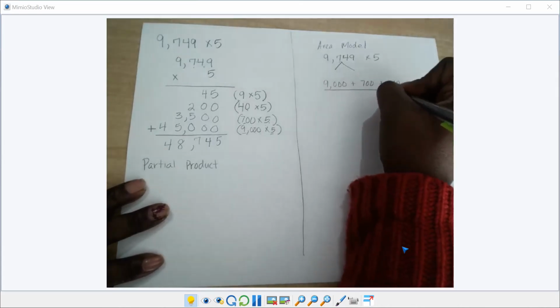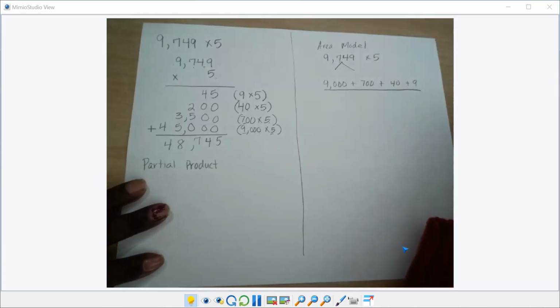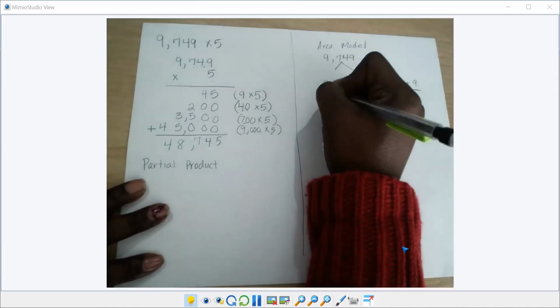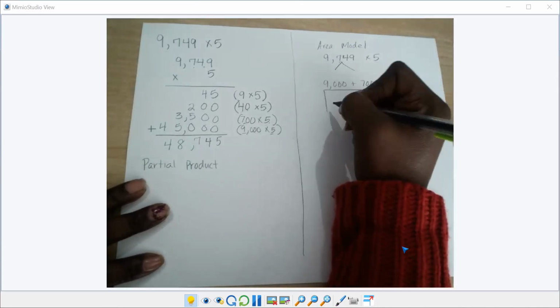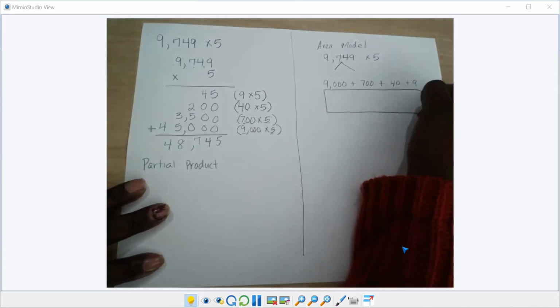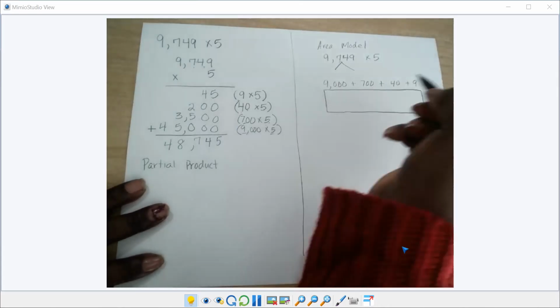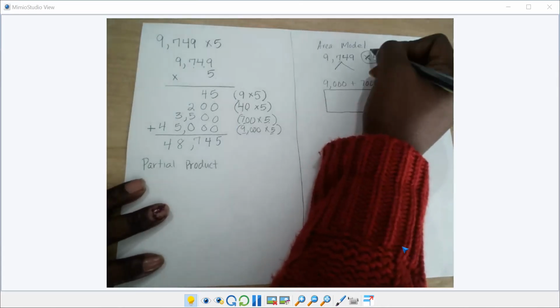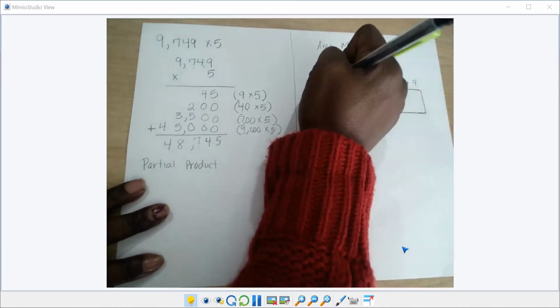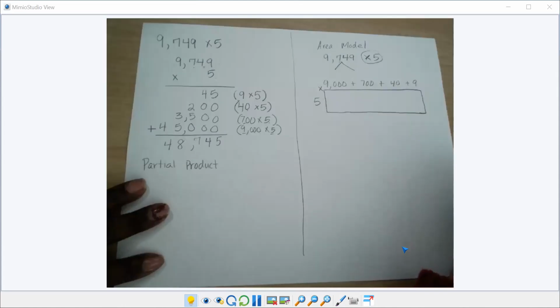And this is the quickest and easiest way to show them how to draw the rectangle, because you draw your rectangle under that after you have expanded it. Make your rectangle big enough so that you can write inside of it. On the outside of the rectangle, we are multiplying by 5, so I'm going to put 5 on the outside and put my multiplication symbol here.